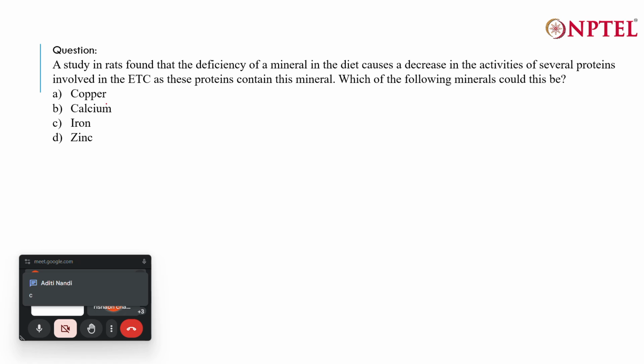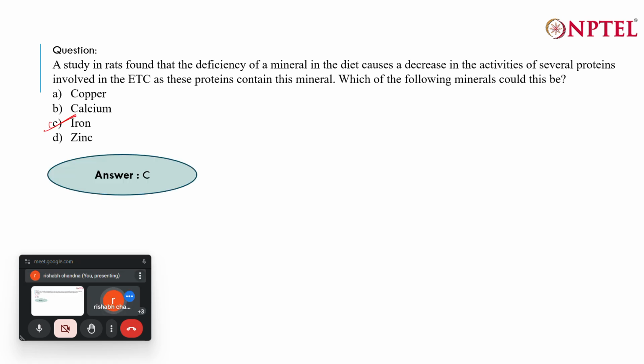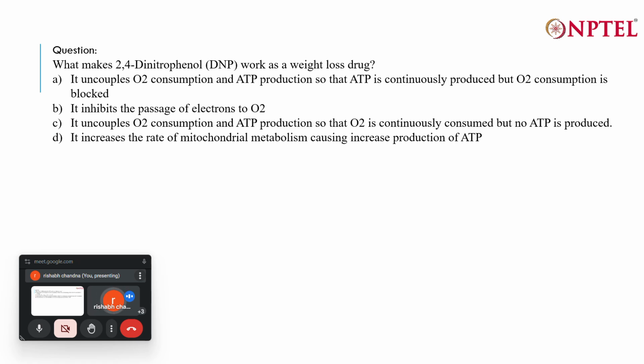Yes, this would be iron, because it is present as Fe, forming a complex with the sulfur of the cysteine molecules. So these are FeS proteins that are present in several ETC membrane proteins. Okay, so let's move on to the next question.